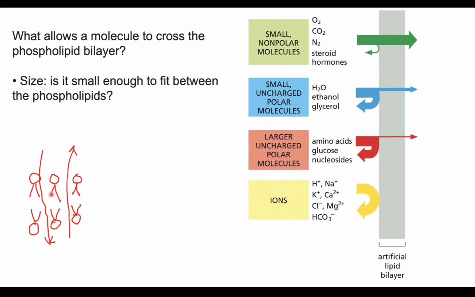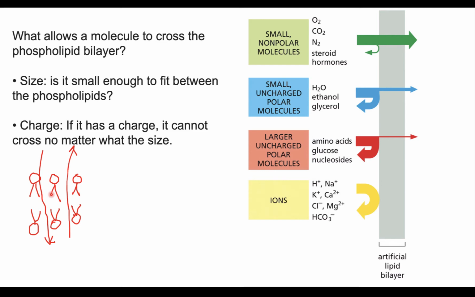One way we can characterize it is, for each ion or molecule, whether or not it can pass the phospholipid bilayer is determined by its size. Is it small enough to fit between the phospholipids? And charge. If it has a charge, no matter what size it is, it's not really going to readily cross.